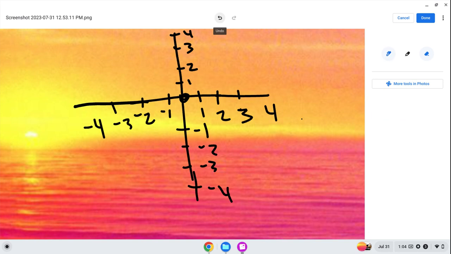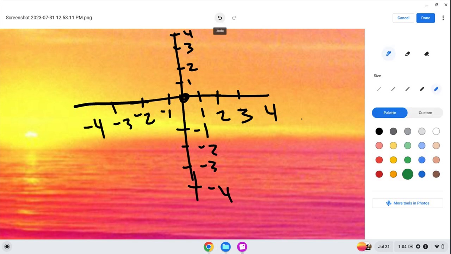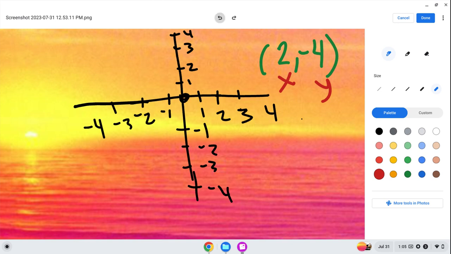All right, let's say we have 2, -4. So you want to go 2 to the right because it's positive 2, right? And again, this is the x-axis, y. So x-axis, we know we're talking about right and left, but 2 is positive, so it must be going right. So I see 2 is right here.